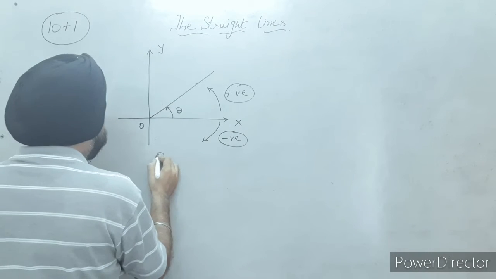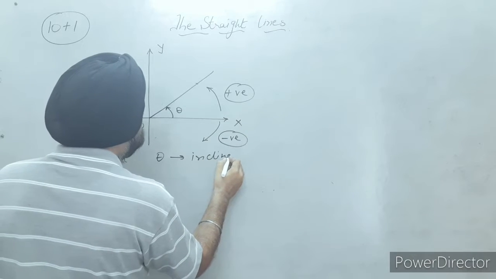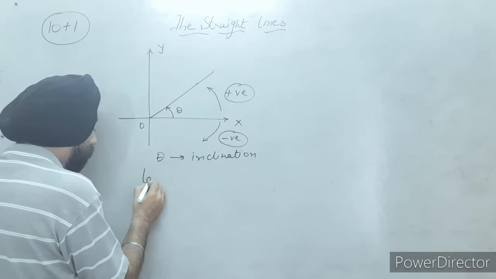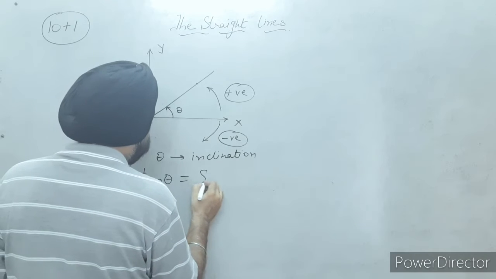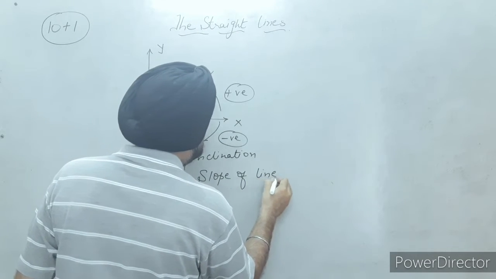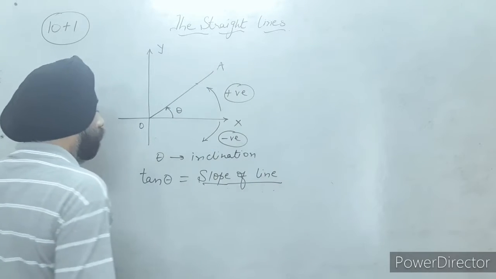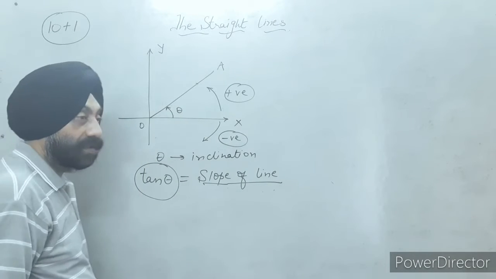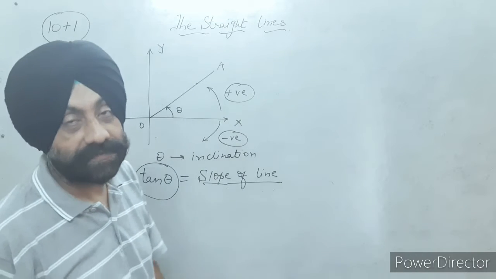Now, where theta is the inclination, and tan of the angle, tan of the inclination, tan theta, we call it the slope of the line. Slope of this line, say OA. Slope of line OA is tan theta. This theta can be 30 degrees, 45 degrees, 120 degrees, 135 degrees.